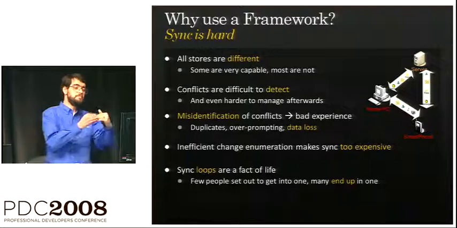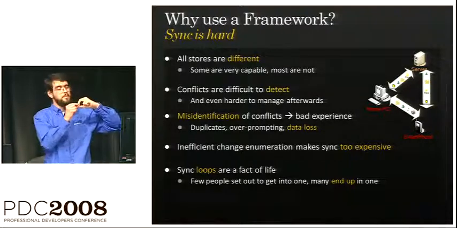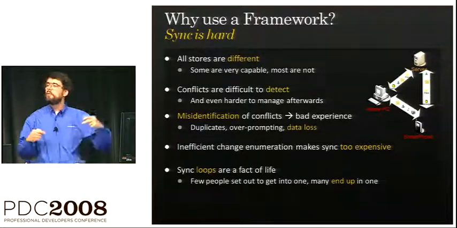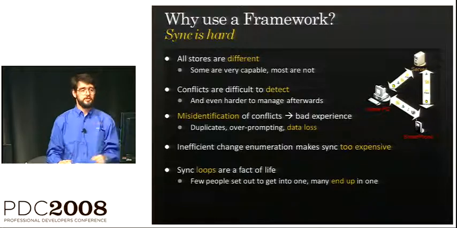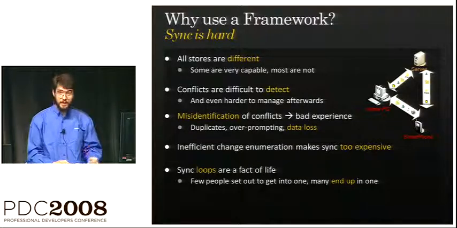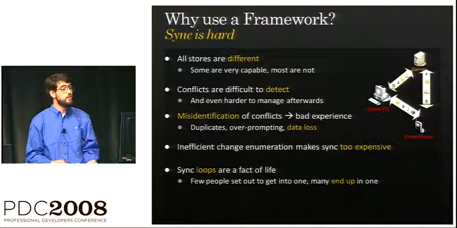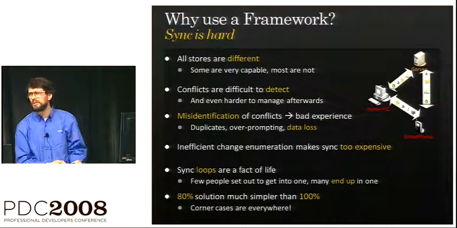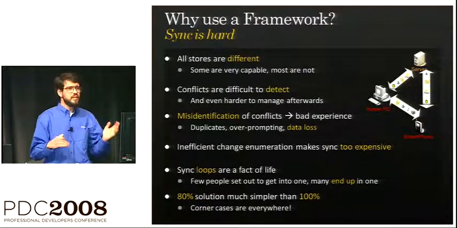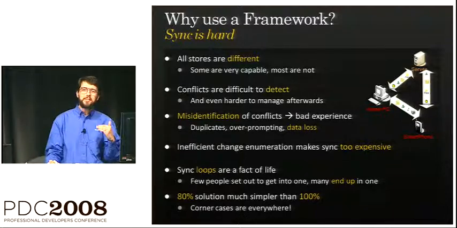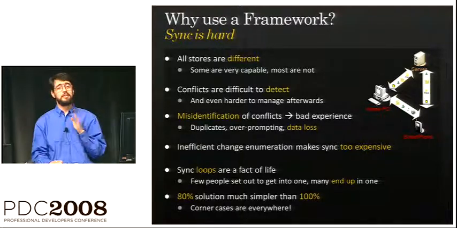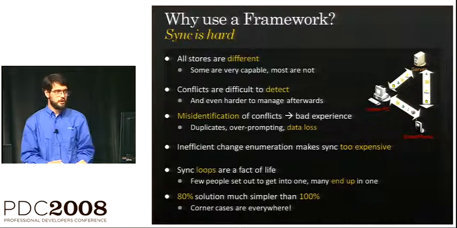Sync loops are something that synchronization solutions get into, even when they don't originally intend to. Even if people build individual links, when you put all of these links together, synchronization loops often emerge and are difficult to handle unless you've provisioned for them from the beginning. But most importantly, in Sync, as in many other domains, building an 80% correct solution is significantly easier than building a 100% correct solution.